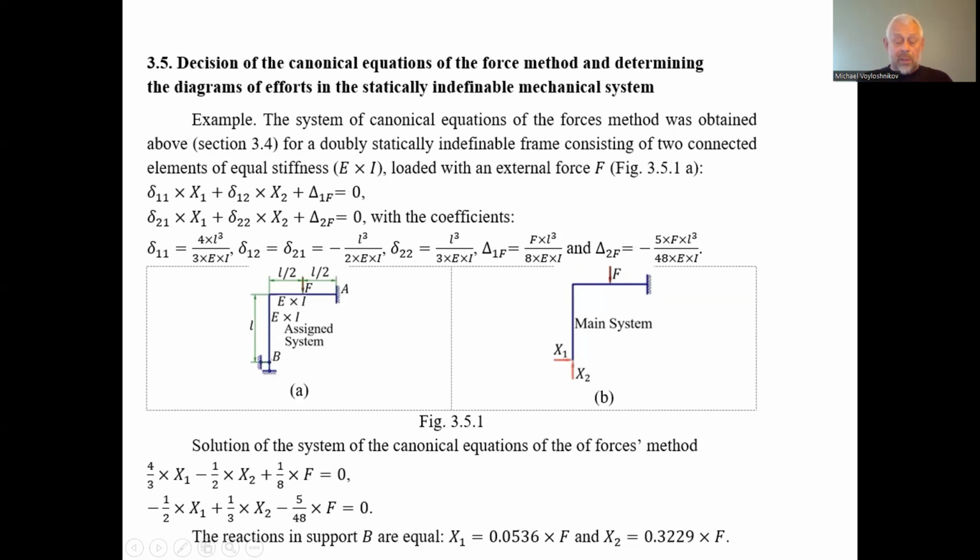After solving the canonical equations, with mathematical transformations and canceling the common factor, the solution is that x1 equals 0.0536 multiplied by F, and x2 equals 0.3229 multiplied by F. So we have these extra variables, and to find all other variables we can consider the main system as a statically determinate system loaded by the external force and by the support reactions at the cut-off support B.